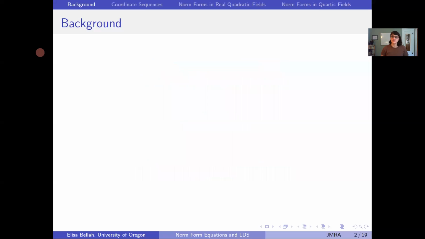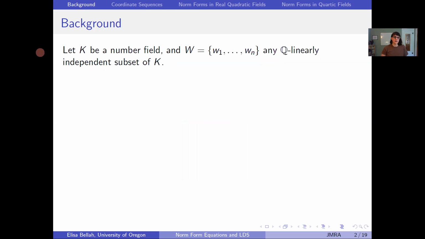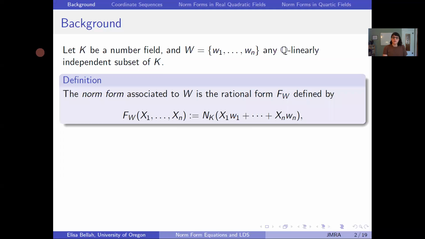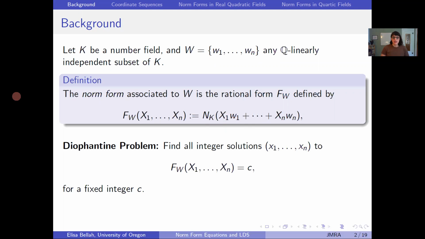So to start, let me give you a bit of background. Let K be a number field and W any Q-linearly independent subset of K. With this, I'll define the norm form associated to the set W to be the rational form defined by taking the norm of linear combinations of elements in the set W. You can show that this is, in fact, a rational form. And so you can pose this Diophantine problem of finding all integer solutions to equations of this type.